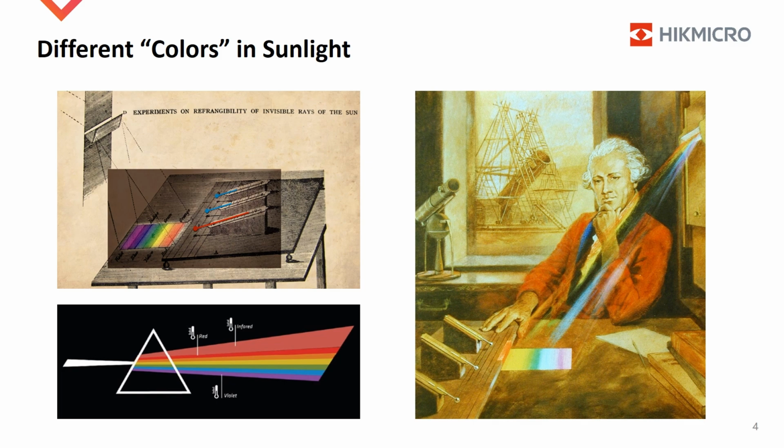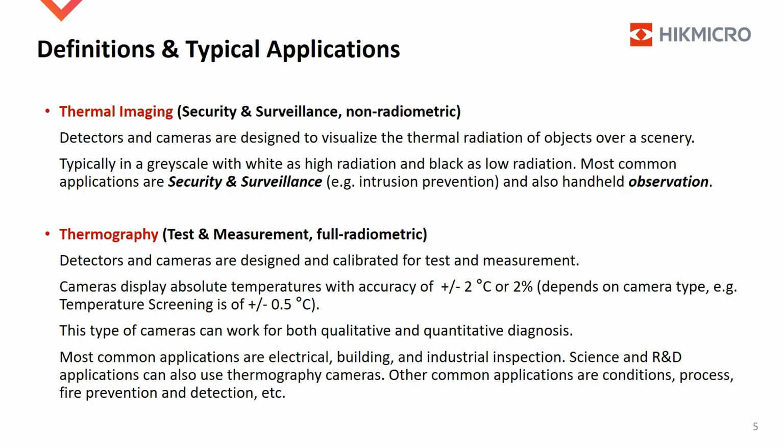There are two types of application based on IR detection technology: thermal imaging and thermography. The first one is thermal imaging. This is non-radiometric. Observation and video content analysis are the important applications. Detectors and cameras are designed to visualize the thermal radiation of objects over a scenery, typically in a grayscale with white as high radiation and black as low radiation. Most common applications are security and surveillance, such as intrusion prevention and handheld observation.